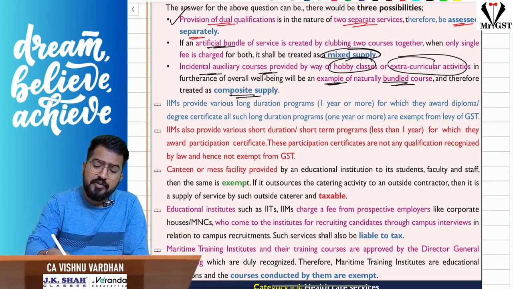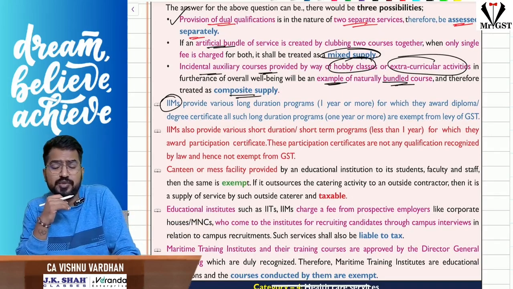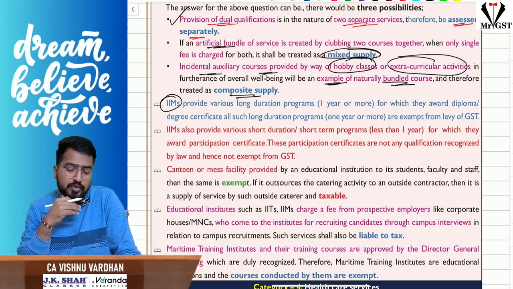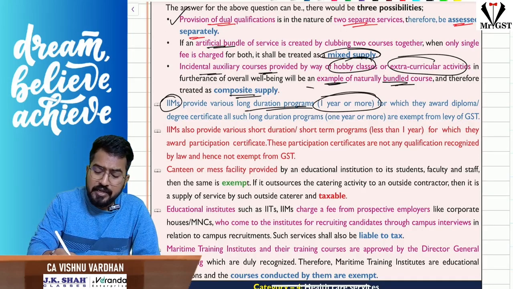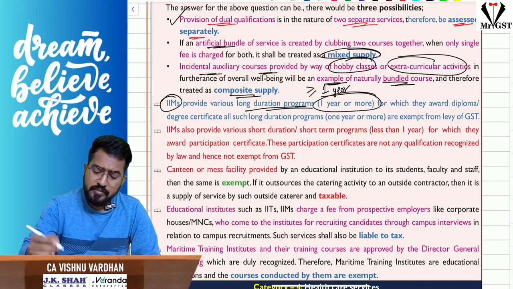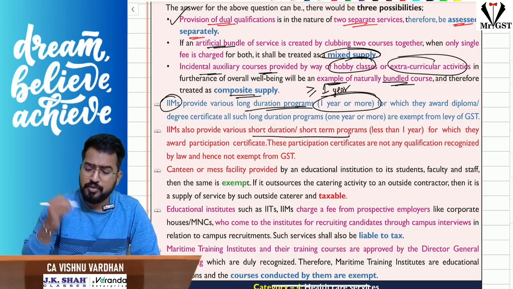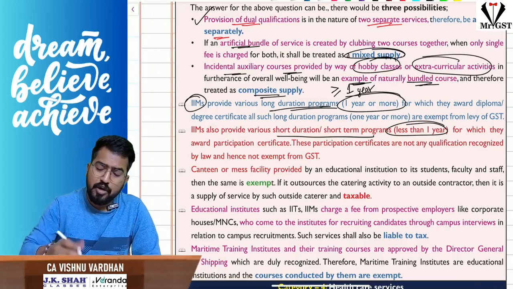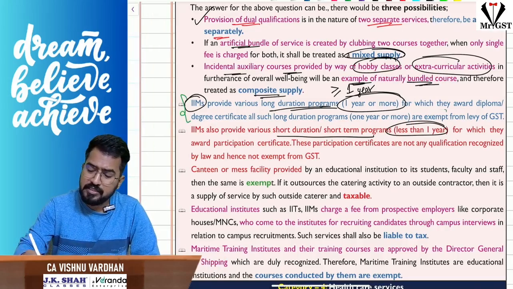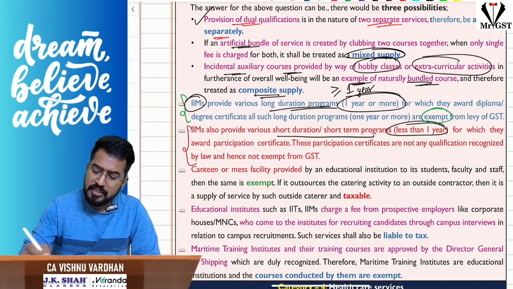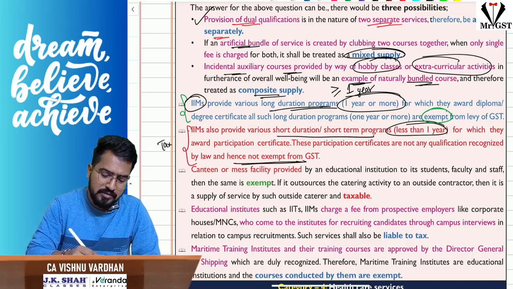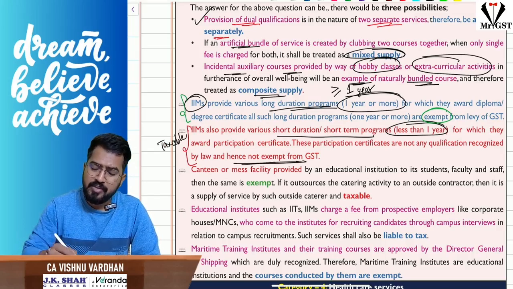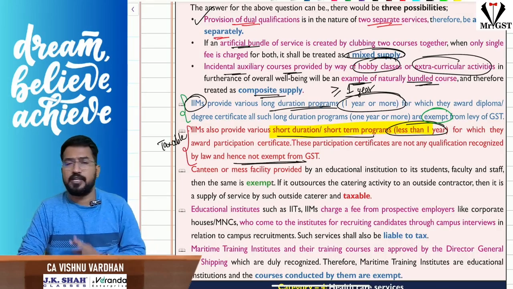Coming to the next one, with respect to IIMs. IIMs are educational institutions, but the problem is they are providing some certification programs. Some are called long duration programs, which are 1 year or more, that is greater than or equal to 1 year, and some short duration programs, which are less than 1 year. If it is long duration programs, then it is exempt under GST. If it is short duration programs, then it is taxable under GST. Not exempt, that means this is taxable. Short duration programs, which are less than 1 year, will be taxable.